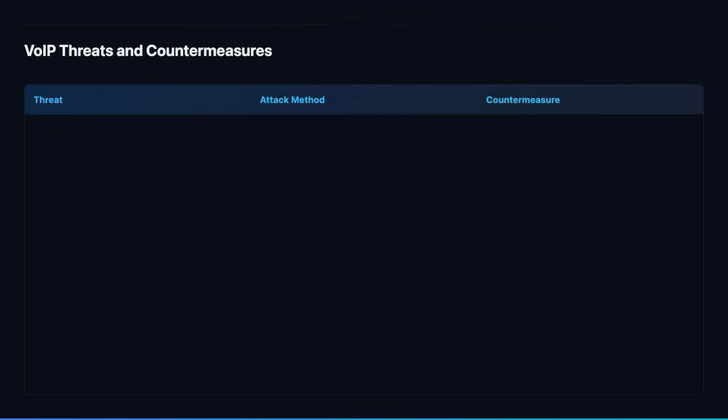Each VoIP threat requires a targeted defense strategy. Here is a practical mapping of the most critical threats to their proven countermeasures. Encrypting both signaling and media streams makes intercepted traffic useless to attackers who capture network packets.